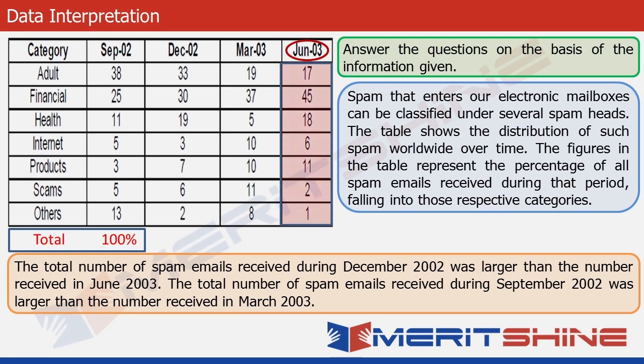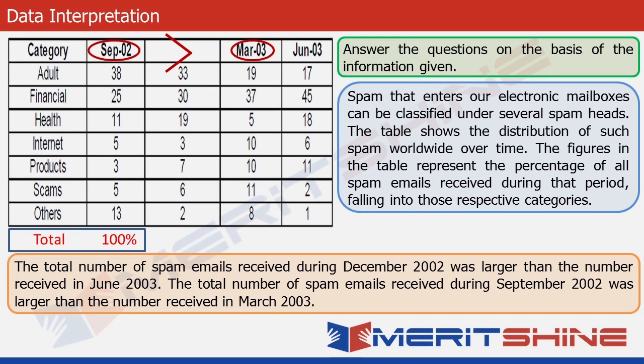Also, it's been given that the total number of spam emails received during the month of December 2002 was greater than the number of spam emails received during the month of June 2003. Similarly, the number of spam emails received during September 2002 was greater than the number of spam emails received during March 2003.